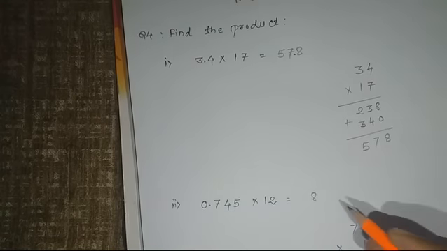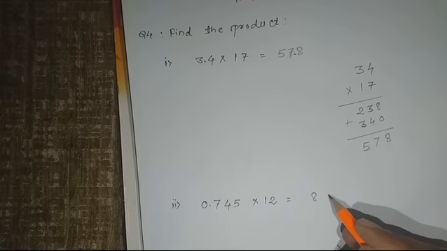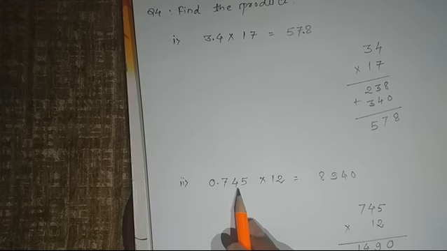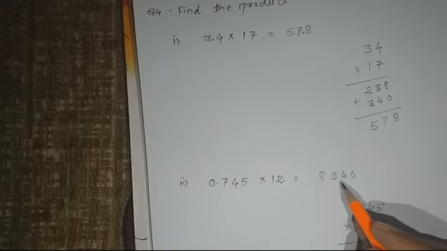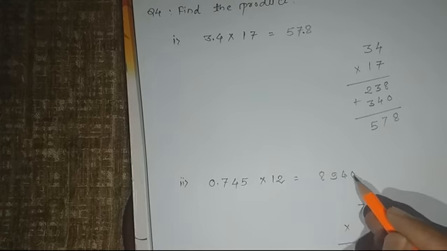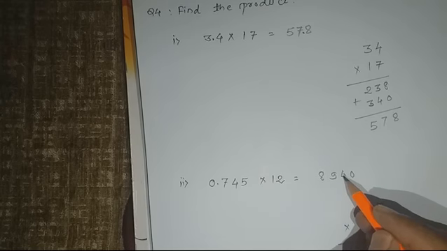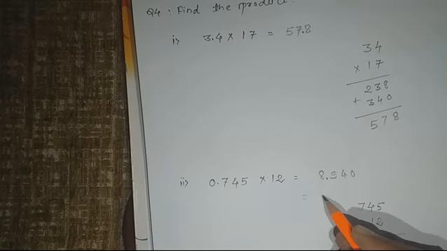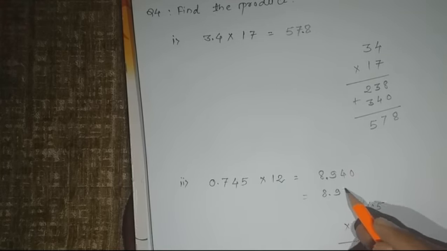I will write here first the product which is 8940. Then see how many decimal places there are. There are 3 decimal places. So adjust the decimal point after 3 digits from the right hand side, 1, 2, 3. So the answer is 8.940, or simply you can write 8.94.